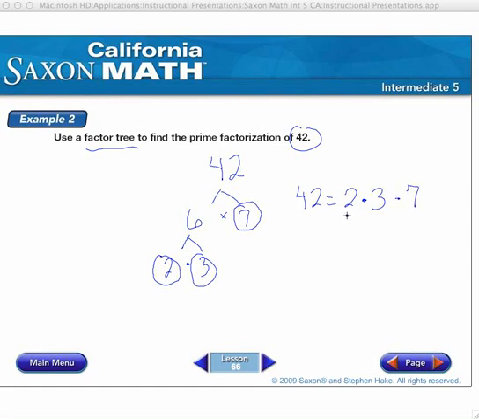Notice I'm writing these in order from least to greatest, and I am rewriting them showing my prime factorization. This right here is not an answer. Rewriting it this way, this is a complete answer. All right, let's do another couple just so we can get these under our belts.